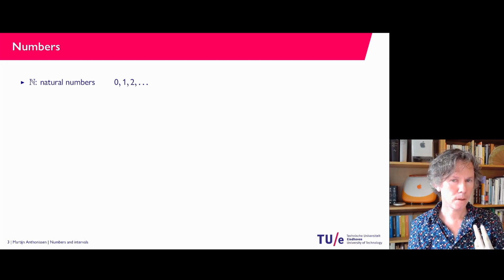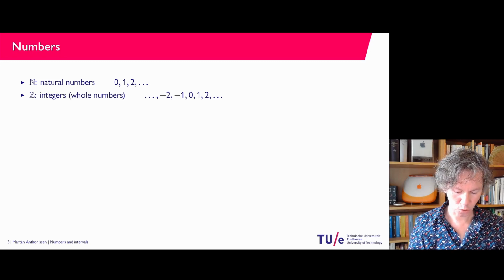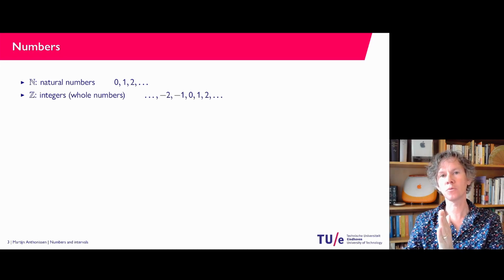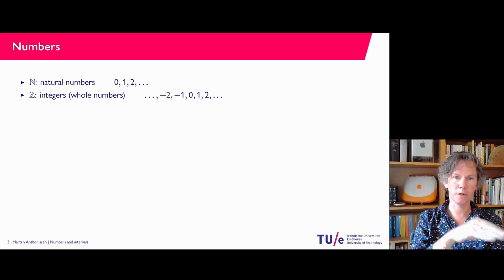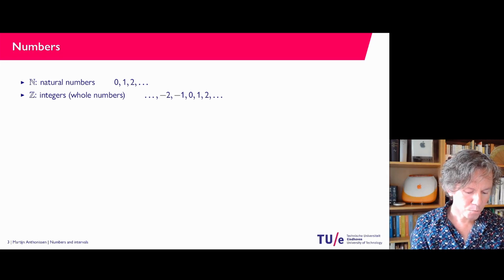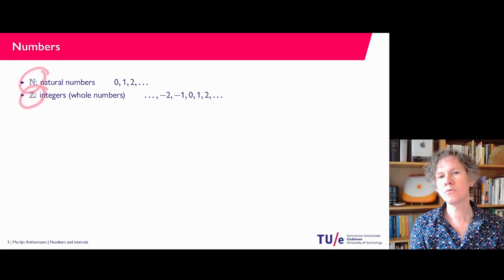Now, an extension of those is if we include also the negative version of them. So then we get the integers or the whole numbers. So then we have the natural numbers 0, 1, 2, plus, minus 1, minus 2, and so on. Now, you see the symbols here on the slide. So these are the symbols if you type them.